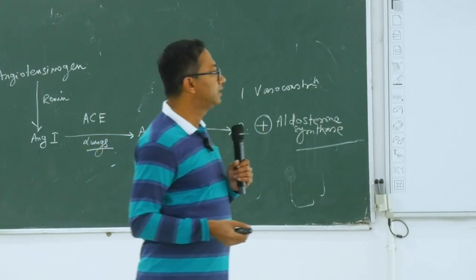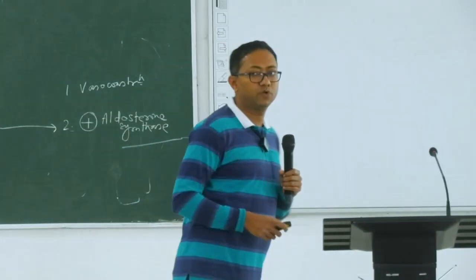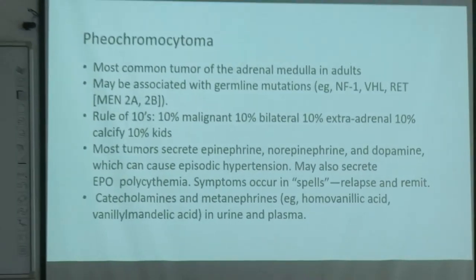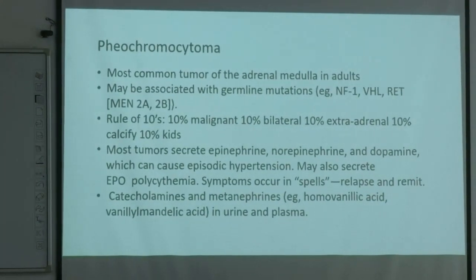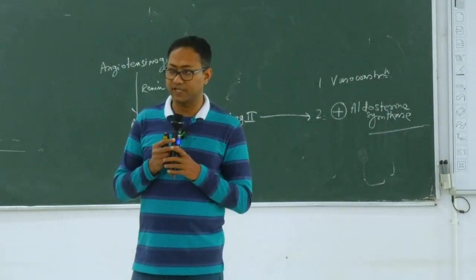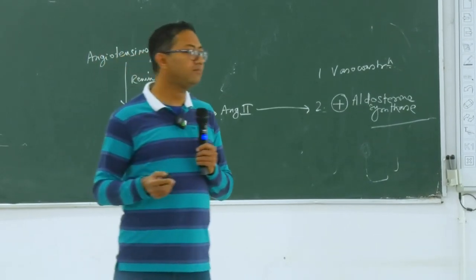Next, what you need to remember is the pheochromocytoma, very important. It is again a tumor of the adrenal gland. The most common tumor in children of the adrenal medulla is neuroblastoma, and the most common tumor in the adult adrenal medulla is pheochromocytoma, right. Okay.